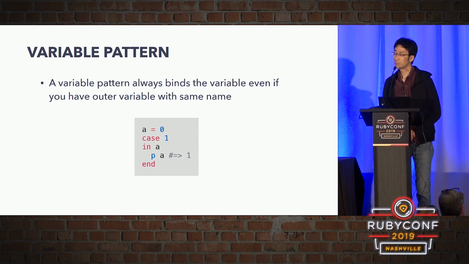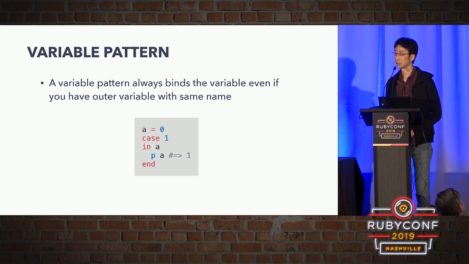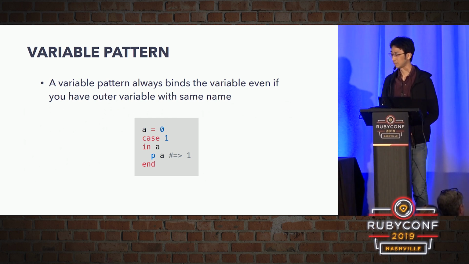And when we talk about variable pattern, there is one thing that we need to consider carefully. That is a situation where you have an outer variable with the same name. In this case, first A is set to 0, but in the pattern, it will just be ignored and A is set to 1.